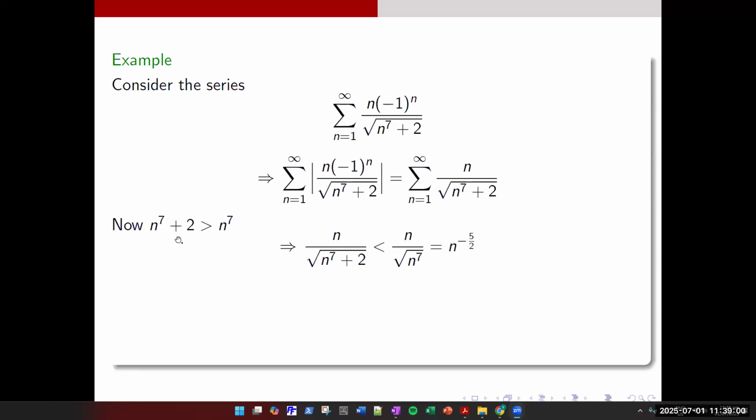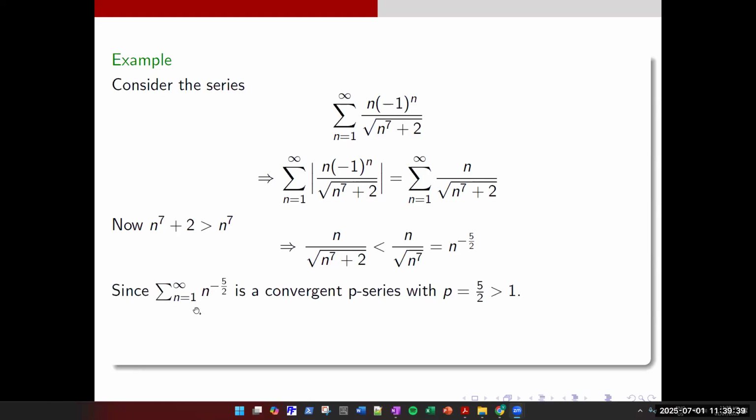Right, I know n to the power 7 plus 2 is bigger than n to the 7. So I could square root both sides and flip them. And if I do that, then I get n over the square root of n to the 7 plus 2 is less than n to the -5 over 2. Okay, and this is a p-series, so you need to write it as a p-series. This is 1 over n to the power of 5 over 2. 5 over 2 is bigger than 1, so this p-series will converge.